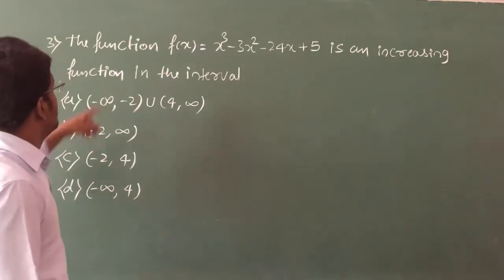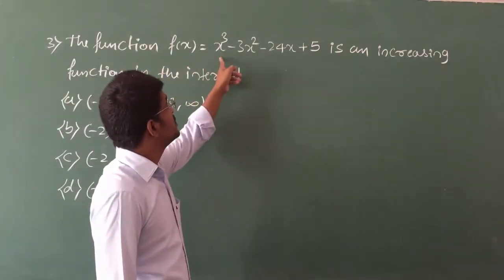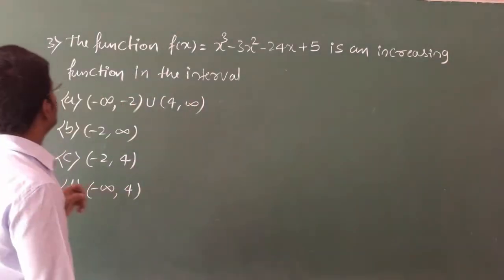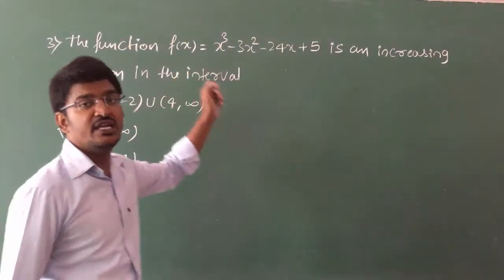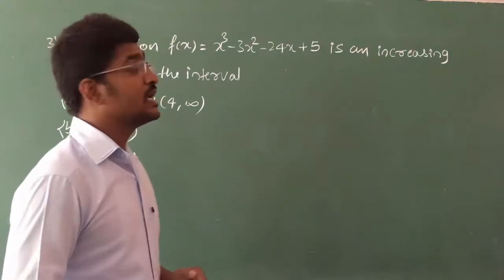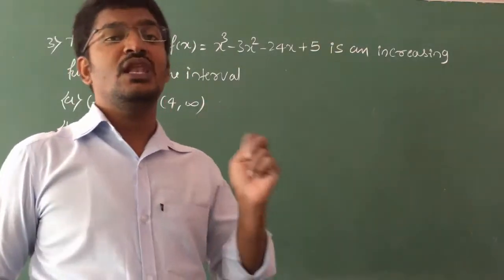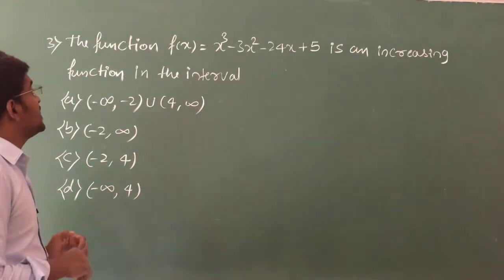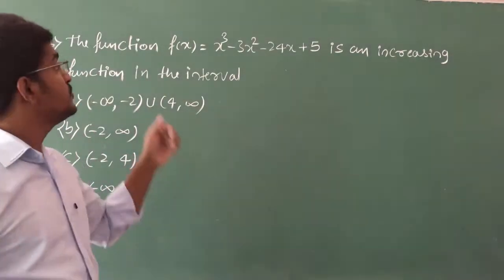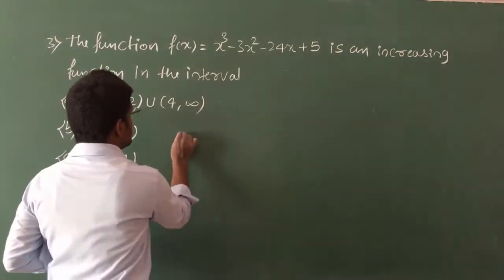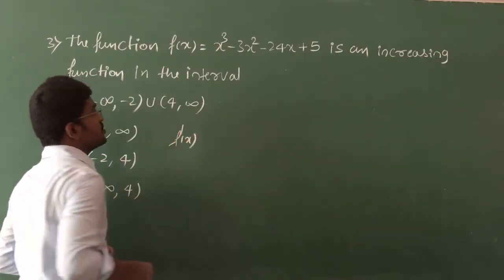The function f of x = x cube minus 3x square minus 24x plus 5 is an increasing function in the interval they are asking. That means this function is increasing in which interval they are asking. So for that, let us find where the function is increasing. First let us calculate f dash of x.